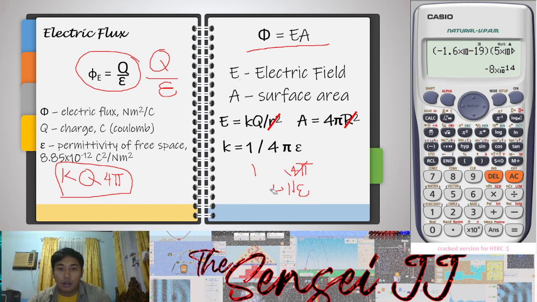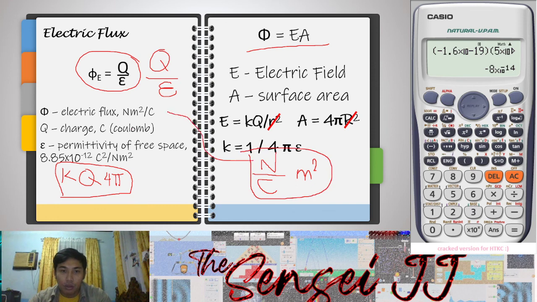For our units, okay, so we have here our electric field of, let's go for our units. For the units, we have here E is equals to Newton per Coulomb, and we have here our area of M squared. So that's why when we combine these two, we will be having a unit of Newton square meter per Coulomb.